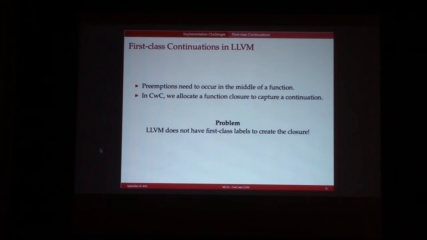So this gets to the really trickier part, which is preemptions need to be able to happen in the middle of a function, and these preemptions with callcc don't correspond to the explicit continuations that are in our normal program representation. These are kind of implicit. So the difficult part is that in order to create the continuation closure, we need a place to jump back to, and LLVM does not have first-class labels. And so this was the barrier that we ran into for a while in LLVM.